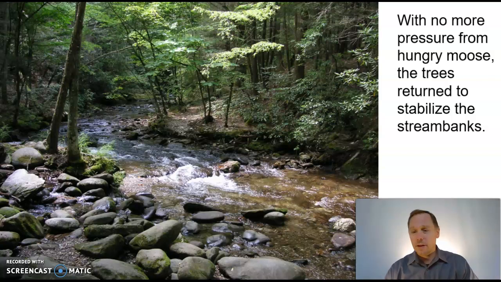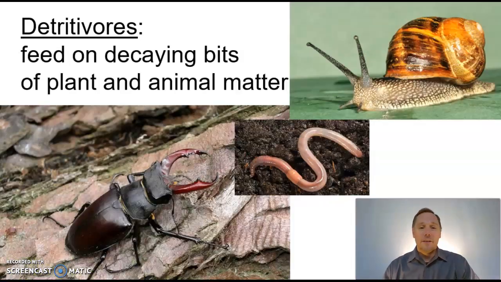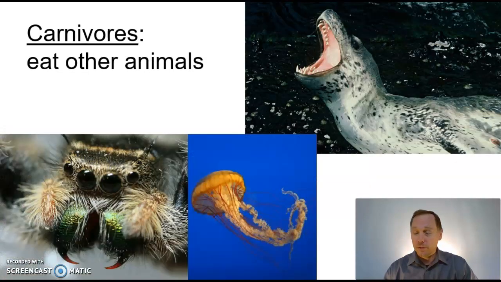So animals have to eat. So the ecology between plants and animals, these are called herbivores. And that is an adorable little baby manatee we got there. Here's a relationship. Detritivores, feeding on decaying bits of plant and animal matter. Yuck. Animals that eat other animals are called carnivores.